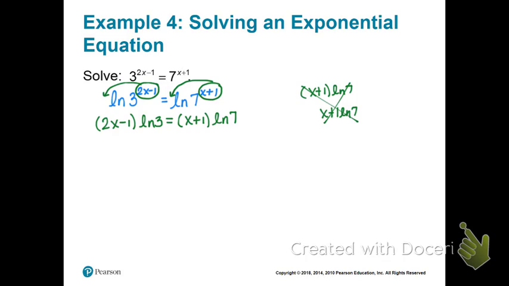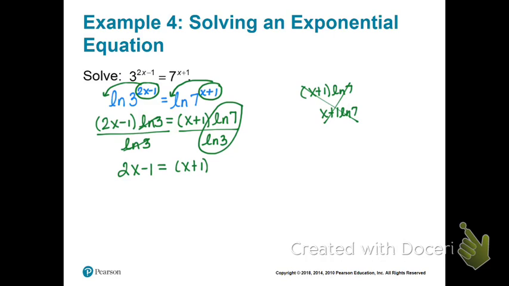All right, so what can we do now if we're going to solve for x? So let's go ahead and divide by the natural log then of 3. And so we get 2x minus 1 on the left side equals, what are we going to do on the right side? Can I go ahead and divide my logarithms? Yeah, I can. Okay, it's going to cause a rounding error at the end, but it's okay. So we're going to have our x plus 1 times the natural log of 7 divided by the natural log of 3.